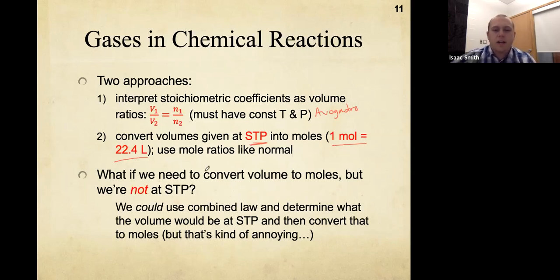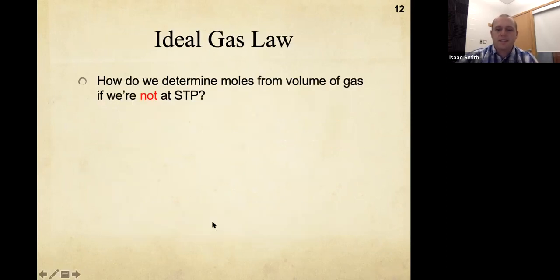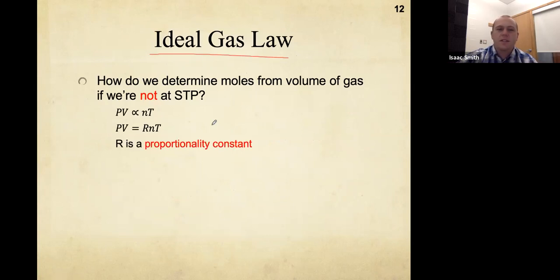You could use the combined law and determine what the volume would be at STP, and then convert that to moles. It's kind of annoying. So we're going to talk about the easier way, the ideal gas law that I've been talking about in the last 2 lectures. I keep saying we're going to learn it, and we're saving it for last. The ideal gas law helps us convert from volume to moles if we're not at STP. It can also help with a lot of other things too. But we've learned already that pressure and volume are proportional to moles and temperature, and they're not perfectly 1-to-1 in all cases.